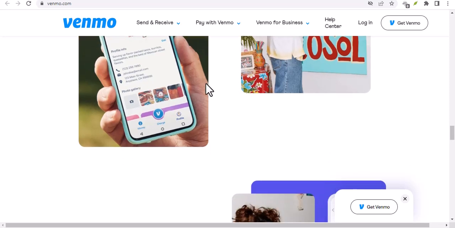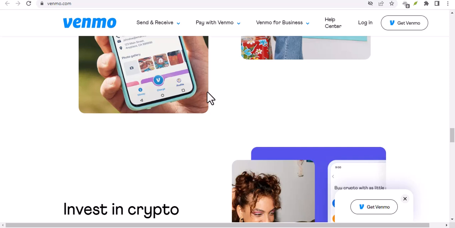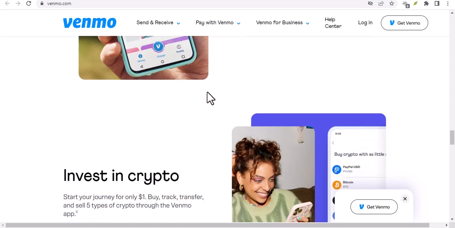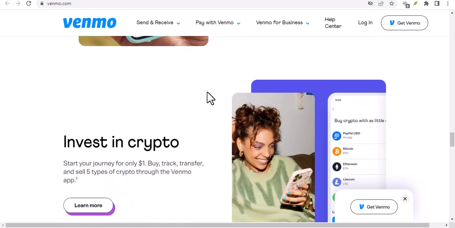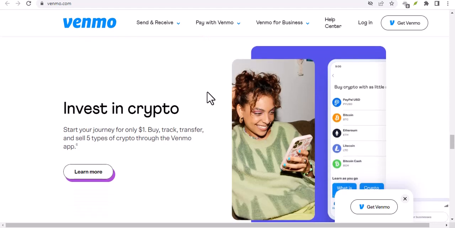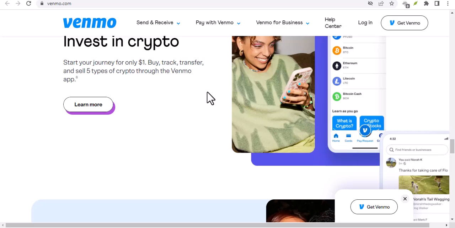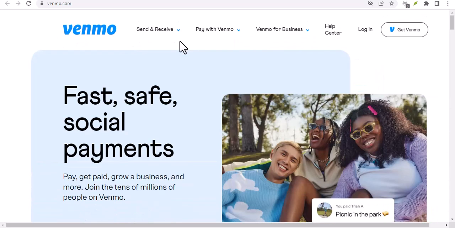Alternative options. If you're unable to reverse a payment through Venmo, there are a few alternative options you can consider. Contact the recipient. In some cases, you may be able to resolve the issue directly with the recipient. Try reaching out to them and explaining the situation. They might be willing to return the money voluntarily.